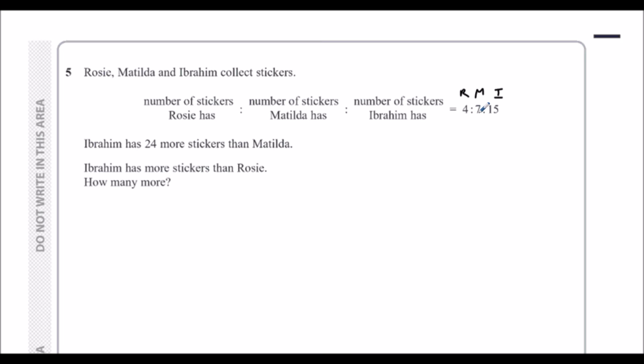So each of these parts is worth the same. So Rosie's got 4 parts, Matilda's got 7 parts, and Ibrahim's got 15 parts. Ibrahim's got 24 more than Matilda, and that's 8 parts more. So Matilda's got 7, Ibrahim's got 15, so he's got 8 more. So 8 parts more. And those 8 parts are worth 24 stickers. So 24 stickers must be 8 parts.